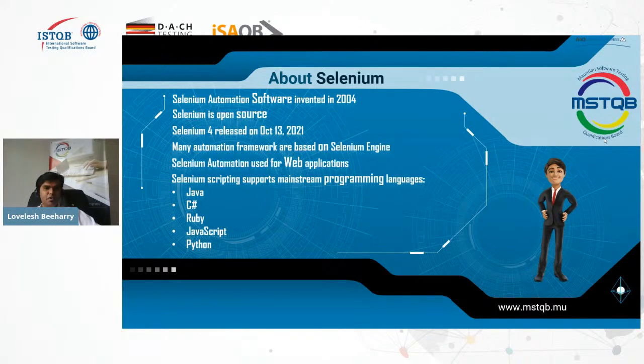There are many automation frameworks that are proposing solution based on Selenium engine. So for example, we have the Cucumber framework, which is using the Selenium engine behind to do automation solutions. And Selenium automation is suited for web application, web apps, web portals, and so on. And it is very much popular because it is programmable. It is actually supporting different programming languages such as Java, C Sharp, Ruby, JavaScript, and Python. So that was about Selenium.